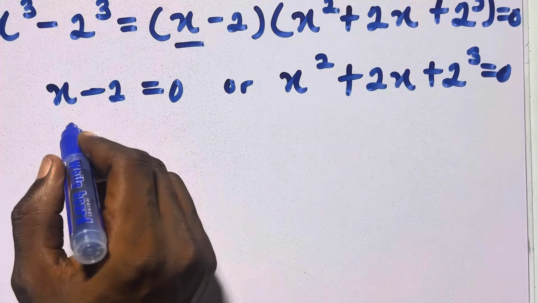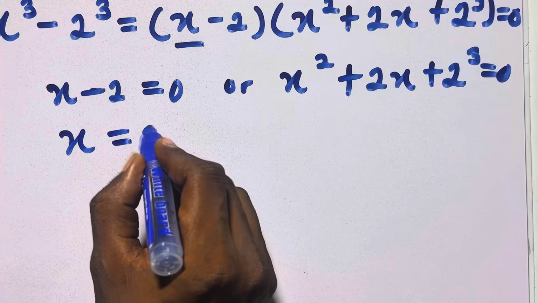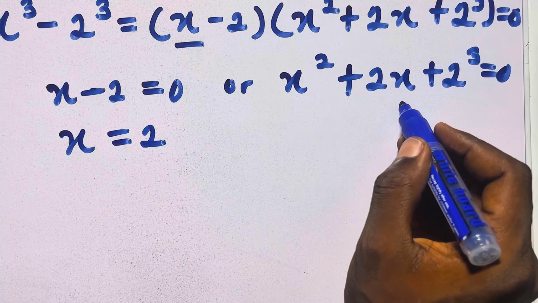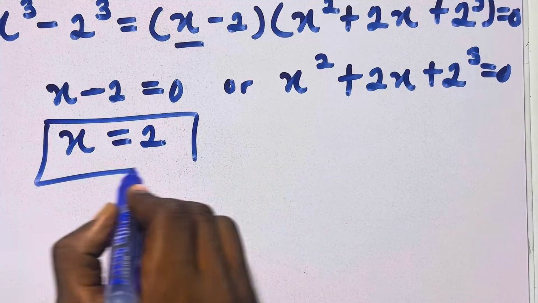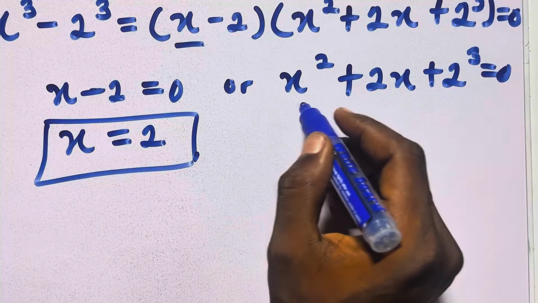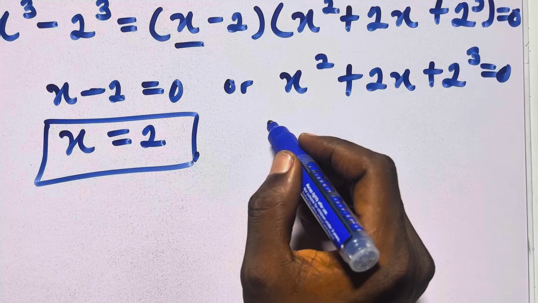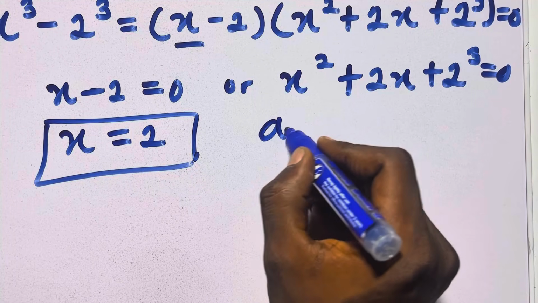Alright, so this is what we have. So now what we have here is x equals 2, right? But however, we have to solve this. Don't forget we are still under case 1. So we have our first solution here. For this, let's use quadratic formula.